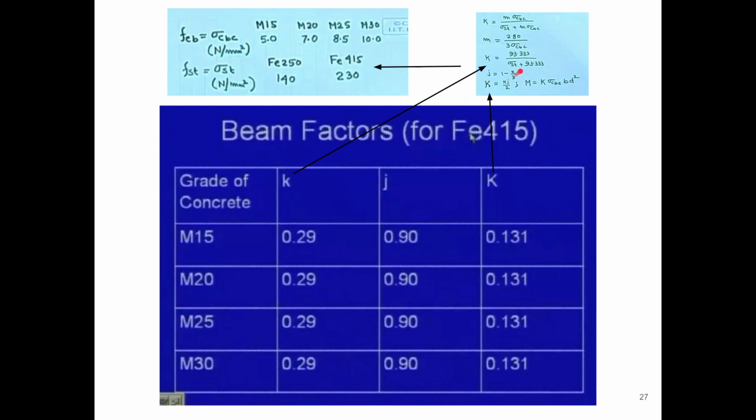Similarly, j is a function of k, and k is a constant value, so j will also be equal to 1 minus 0.29 by 3, which is equal to 0.90. And because k and j are both constant, capital K will also be 0.29 into 0.90 by 2, equal to 0.131, a constant.